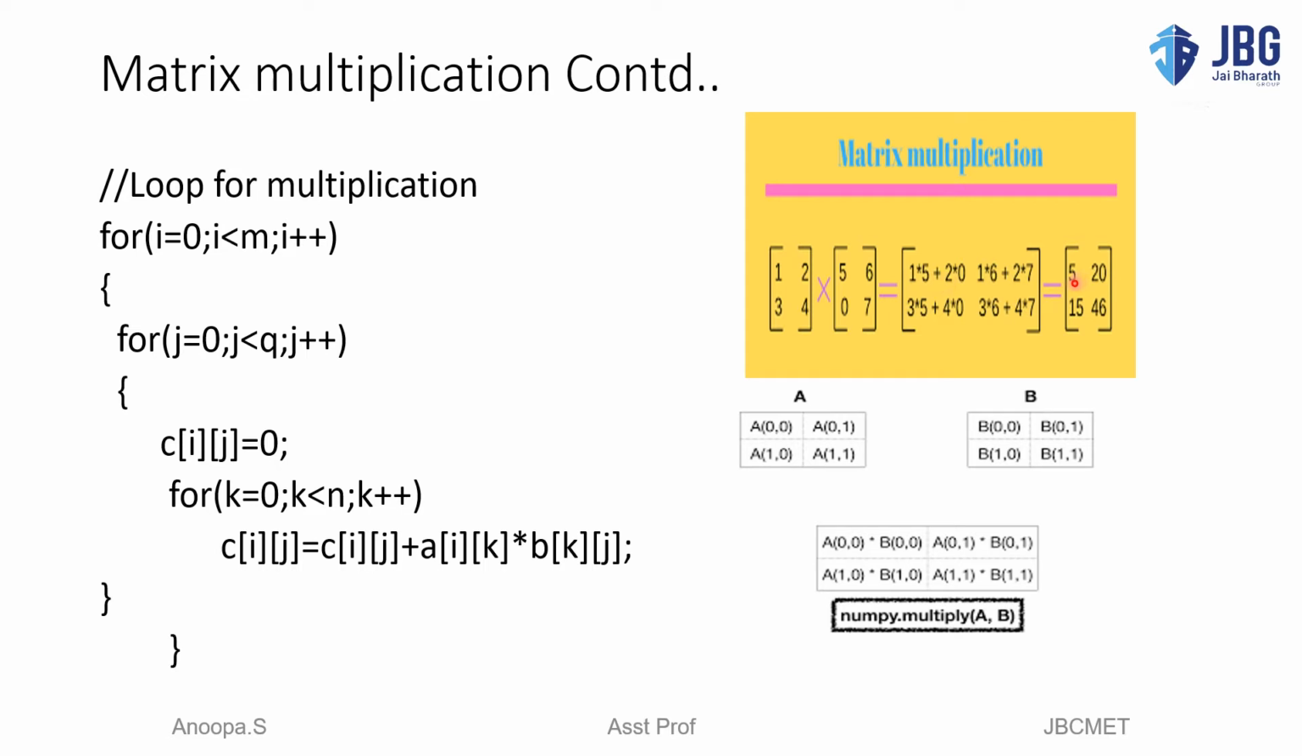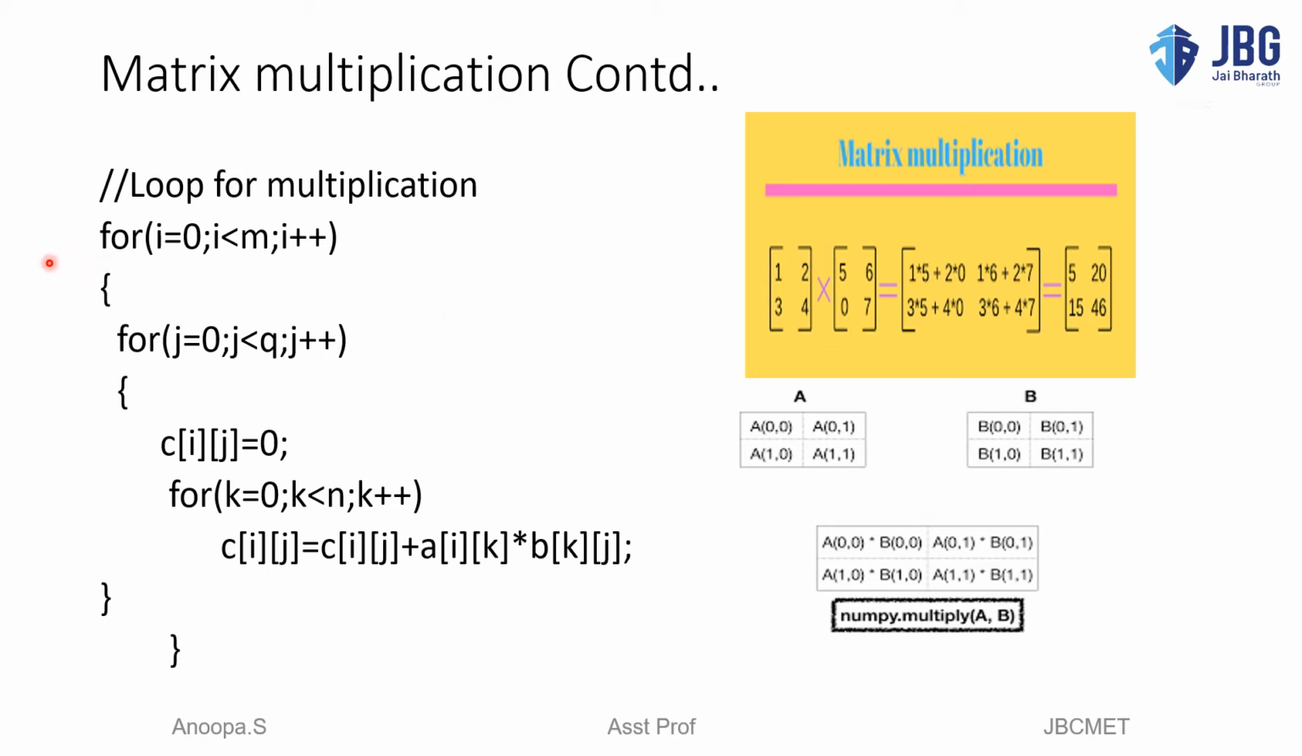We will get 5. Then the second element is first row into second column. 1 into 6 plus 2 into 7, right? We get 20. Then after that, second row into first column. 3 into 5 plus 4 into 0, 15, and 3 into 6 plus 4 into 7. We'll get 46. So this is the product matrix. So how did we do that? From the first matrix, I am choosing the first row, and from the second matrix I am choosing the first column. This row and this column.